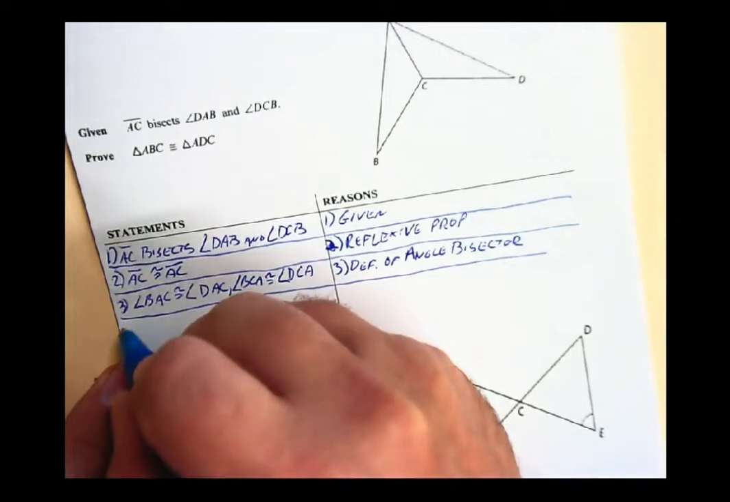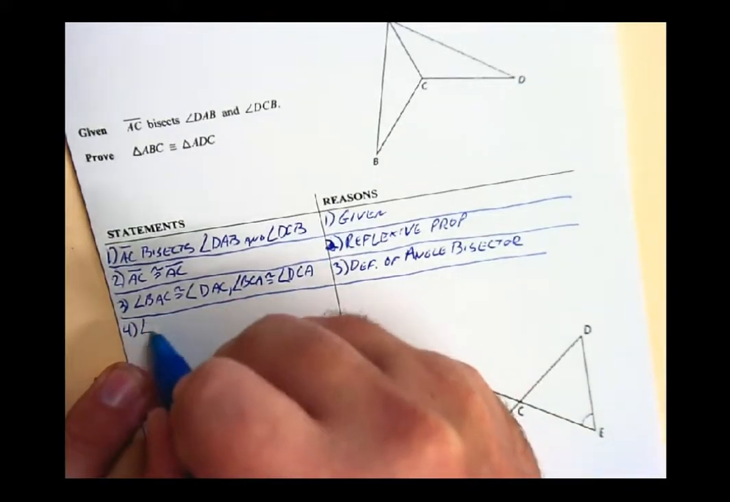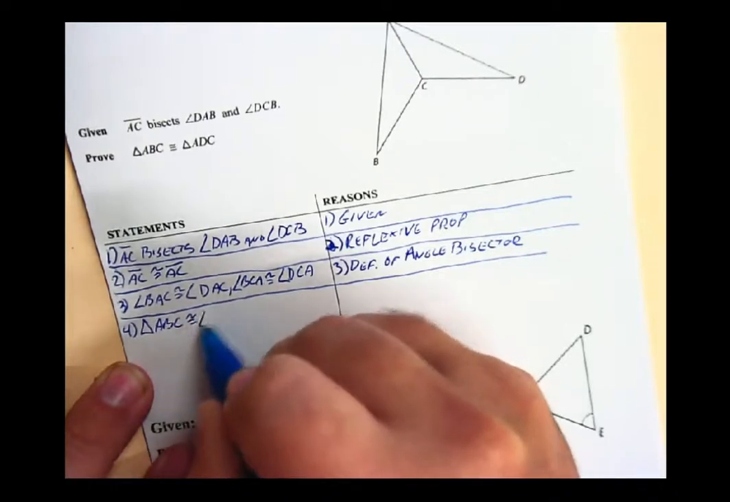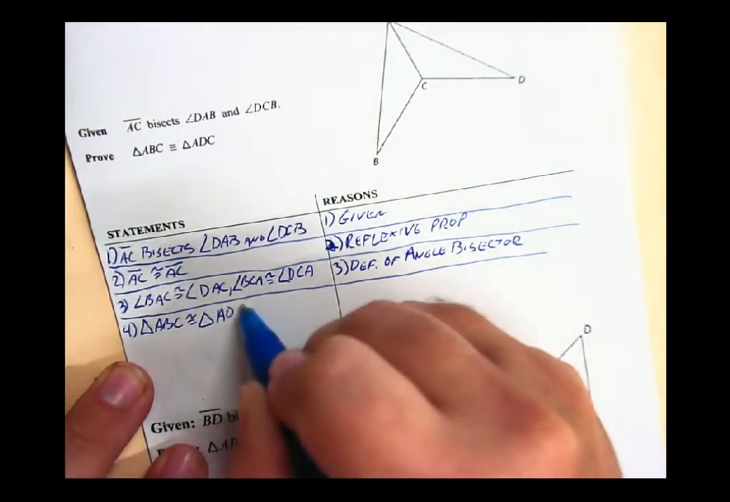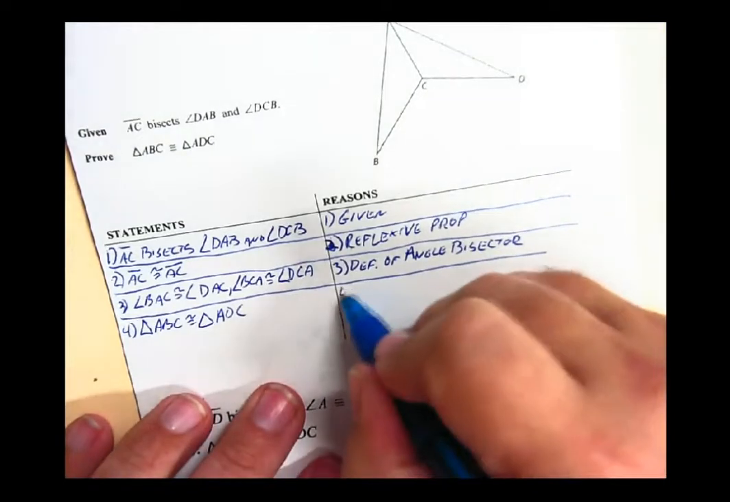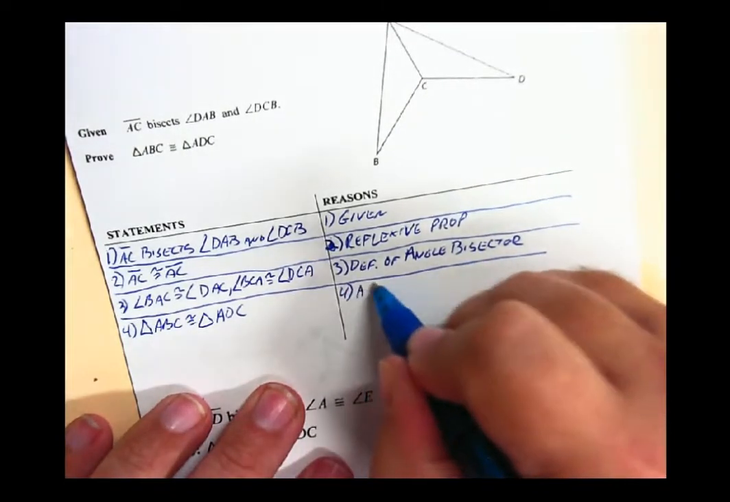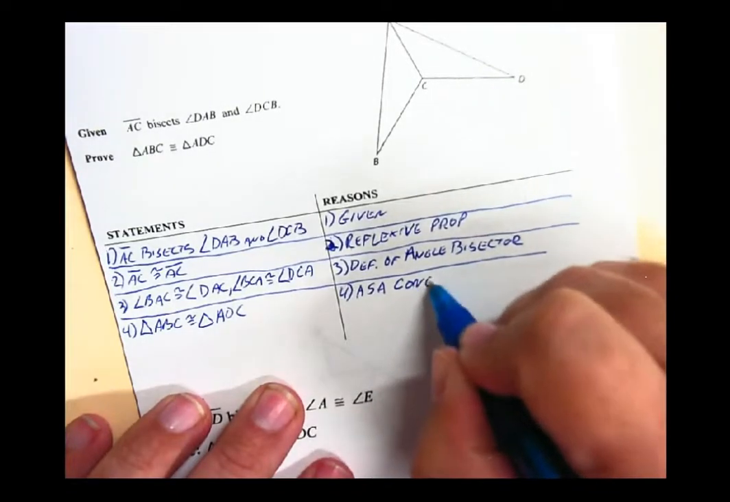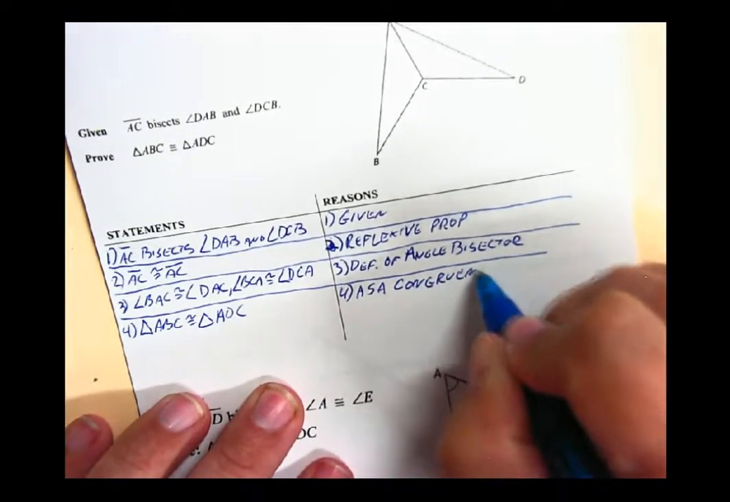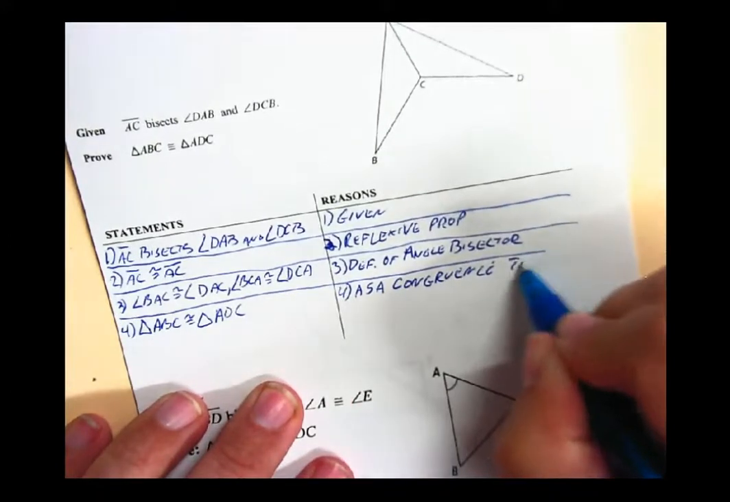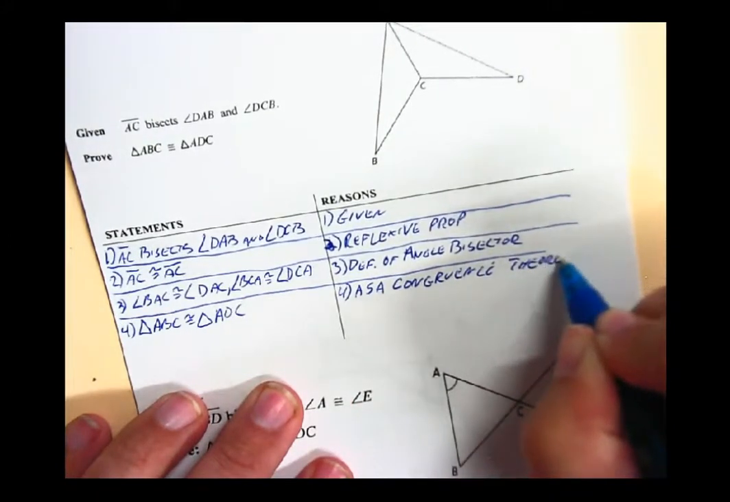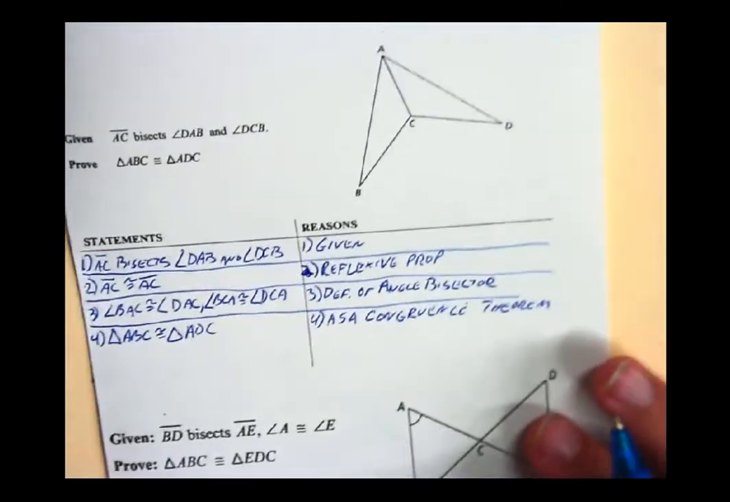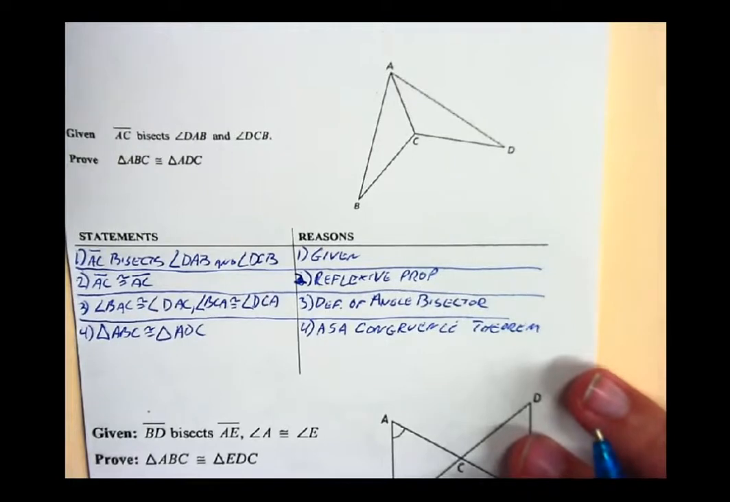So we have step 4, we're going to say that the triangles are congruent. So triangle ABC is congruent to triangle ADC. Why? This is the angle side angle congruence theorem. Theorem. And there it is. So that one wasn't too bad. That was a lot shorter than the previous one we did.